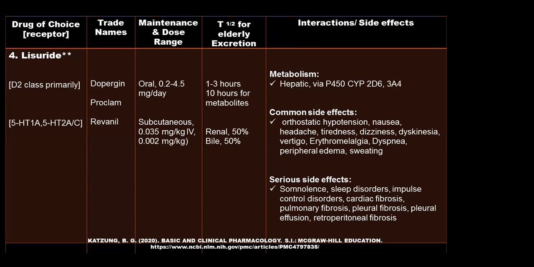So the fourth one would be lisuride, which is an effective adjunct to L-DOPA in the early PD treatment. So the use of this drug and L-DOPA combined decreases the incidence of dyskinetic and abnormal motor symptoms in the early as well as in the advanced stages of PD.